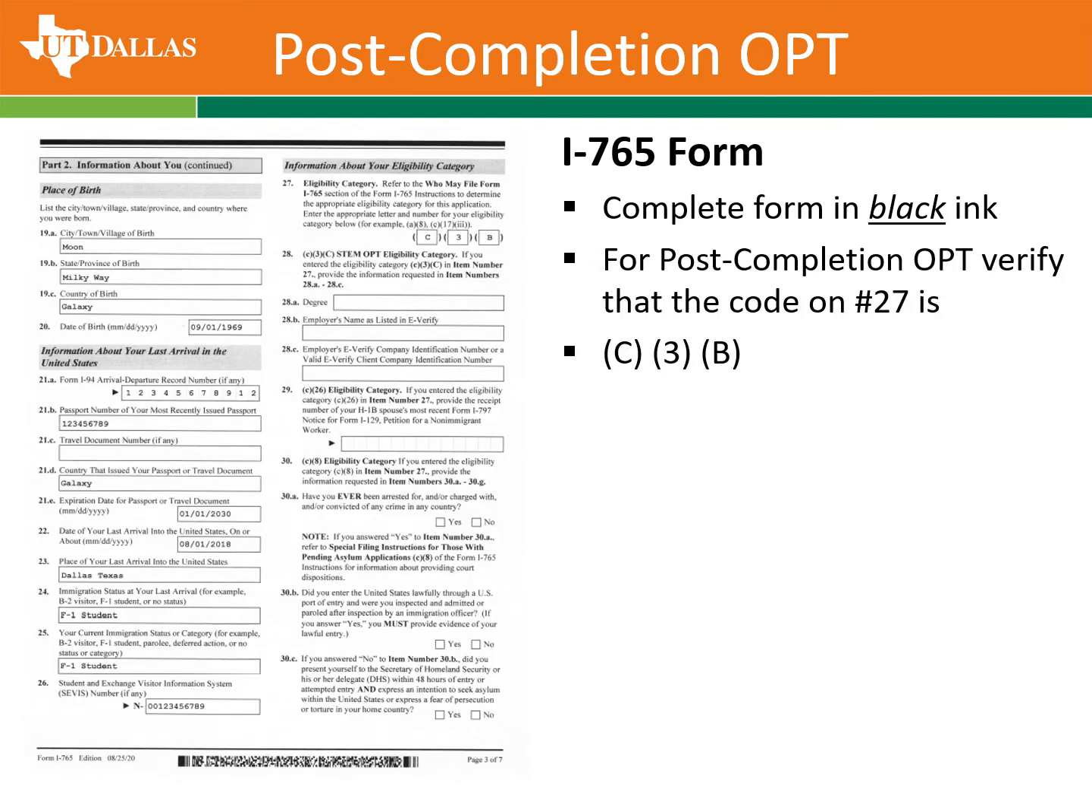The most important piece of information here on page 3 is C3B. That's the eligibility category for post-completion OPT that we're going to give on question 27, the top of the right side. Everything on the left side you're going to pull from your passport, your I-94, or in the case of question 26 for your SEVIS number, you'll get that from the top of page 1 of your I-20. So make sure that you're looking at your passport and your I-94 to get that correct information for the left side, and then for the right side, indicate C3B for that post-completion OPT.